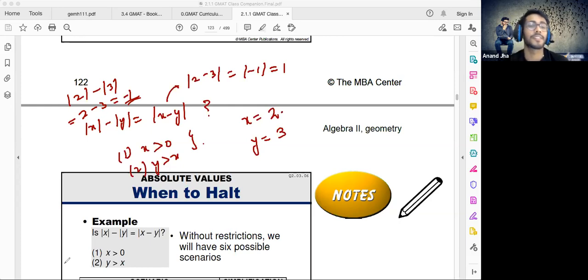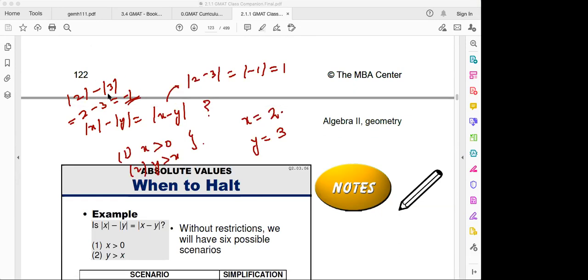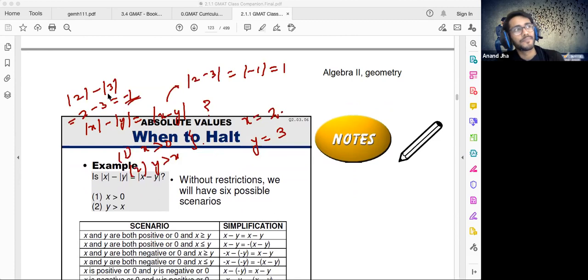X greater than 0. We'll have 6 possible scenarios. What are the 6 possible scenarios? X greater than 0, y greater than 0, x less than y, x greater than y. Okay. All these cases are there.